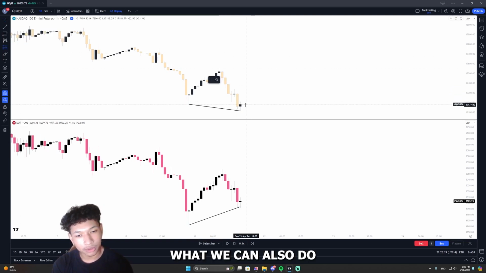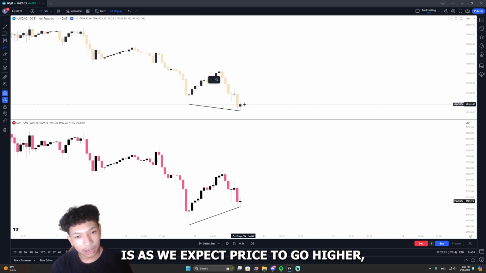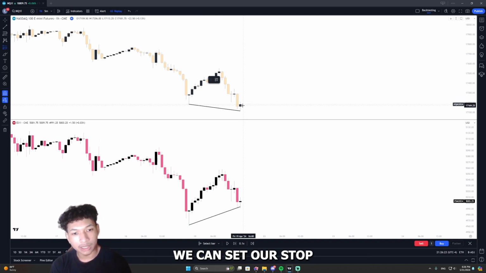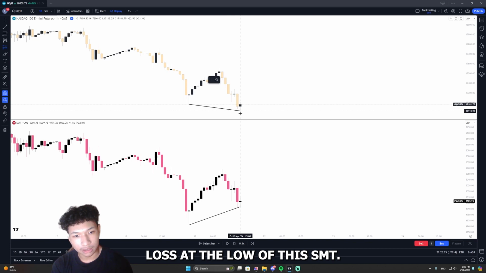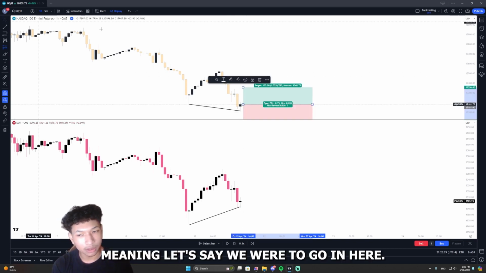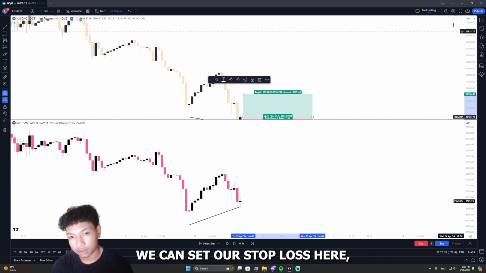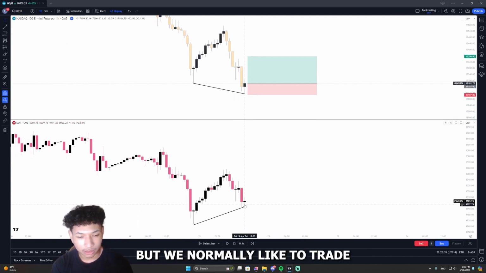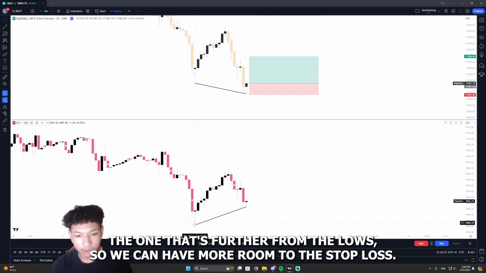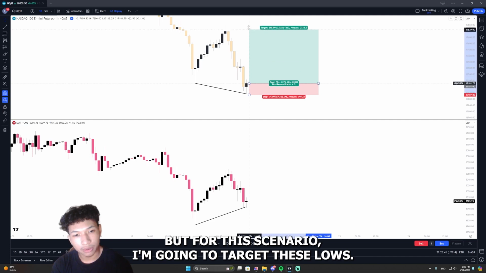What we can also do is, as we expect price to go higher, we can set our stop loss at the low of this SMT. Meaning, let's say we were to go in here, we can set our stop loss here. But we normally like to trade the one that's further from the low so we could have more room to the stop loss. But for this scenario, I'm going to target these highs.